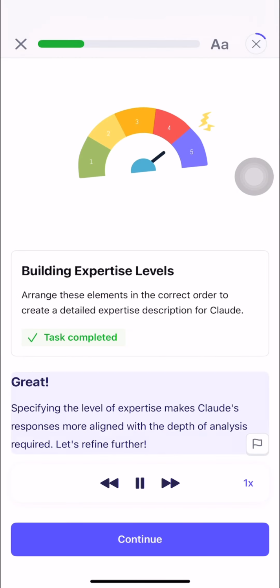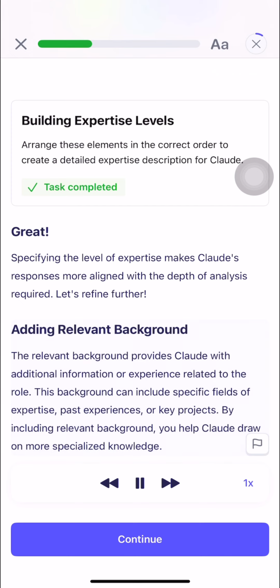Great! Specifying the level of expertise makes Claude's responses more aligned with the depth of analysis required. Let's refine further. Adding relevant background. The relevant background provides Claude with additional information or experience related to the role. This background can include specific fields of expertise, past experiences, or key projects. By including relevant background, you help Claude draw on more specialized knowledge.